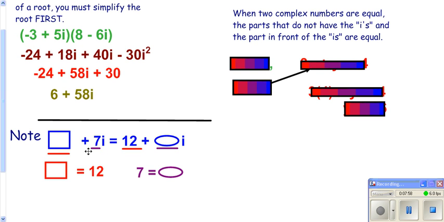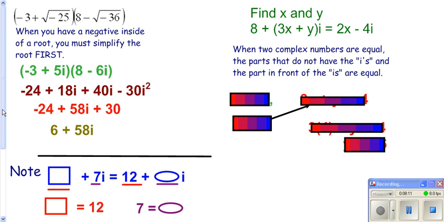Now, if I had said this, you guys would probably conclude that the box has to be your 12 and the oval has to be your 7. And so whenever you have two complex numbers that are equal to each other, the parts that don't have i's have to be equal, and then the parts in front of your i's have to be equal. But only what's in front of your i's has to be equal, you're not including the i's.